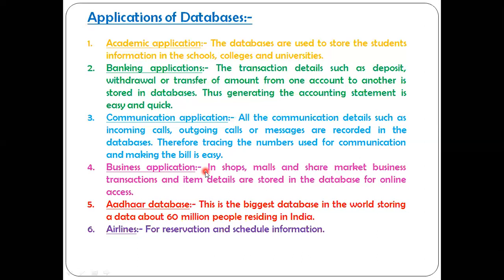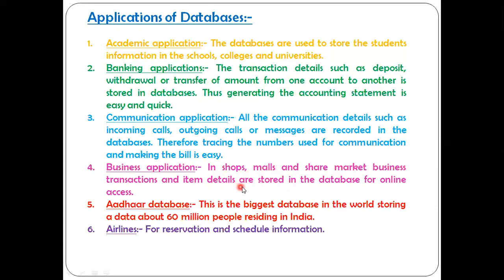He will take the product and focus those products on a barcoded area. He will focus in that area. Automatically, the product information and the product quantity, everything will be displayed on the computer system, that is, on the monitor. That means everything will be stored in their database. See, in shops, malls, and share markets, business transactions and item details are stored. That is what I said.